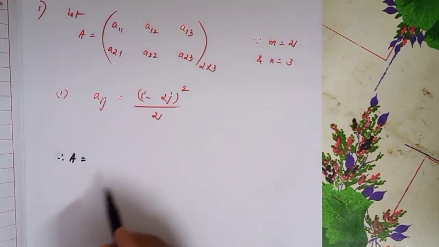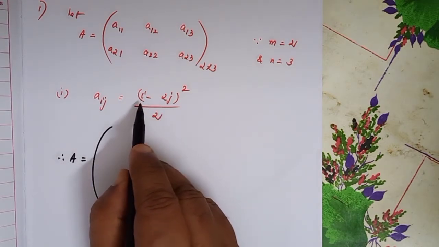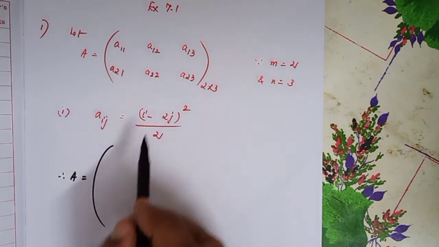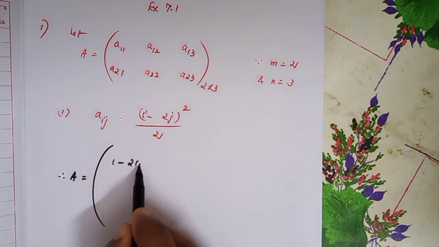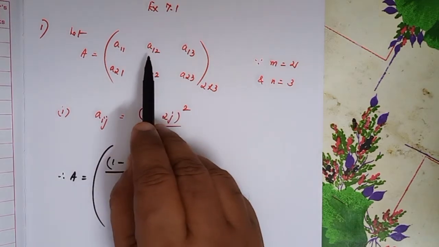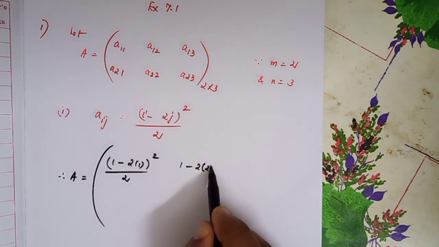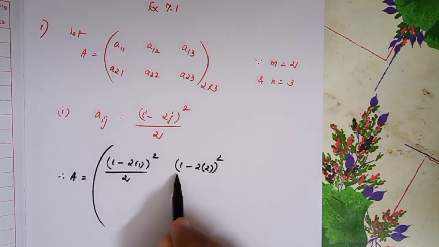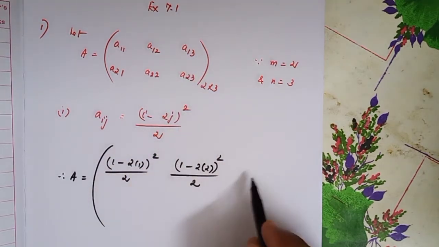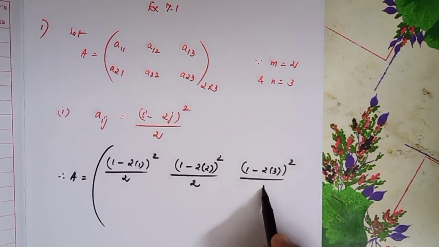A equals (i minus 2j). Replace i and j by 1 and 1 first, because i value is 1, j value is 1. So we can write (1 minus 2 into 1) the whole square divided by 2. Next, i and j should be replaced by 1 and 2. i value is 1, j value is 2: (1 minus 2 into 2) whole square divided by 2. Next, i and j should be replaced by 1 and 3. i value is 1, j value is 3: (1 minus 2 into 3) the whole square divided by 2.